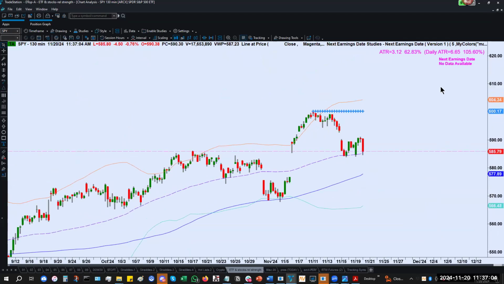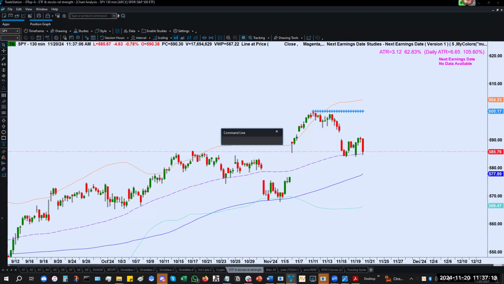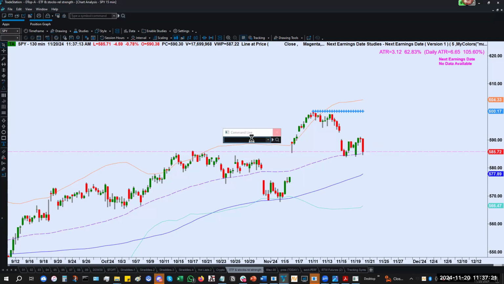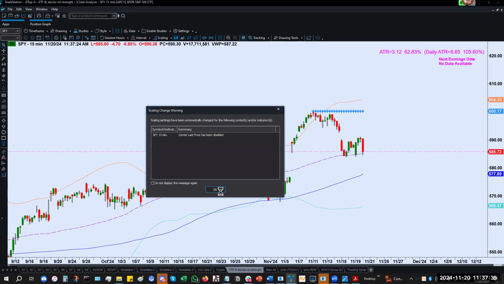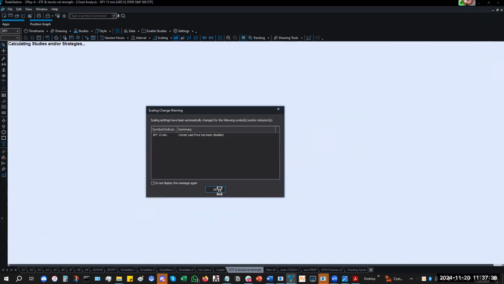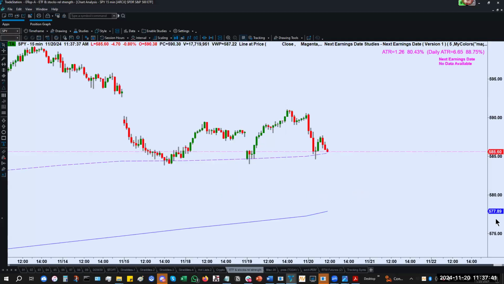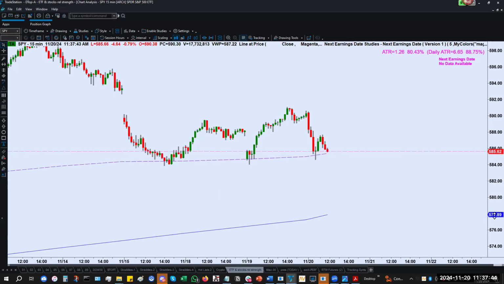But let's just say we brought this down and were going to look at this on some sort of intraday basis. So let's say we look at it on a 15 minute. First of all, we can immediately see, in fact, let this reset here. Sorry, for some reason this is pausing. All right, so now we're looking at a 15-minute chart of the SPY.